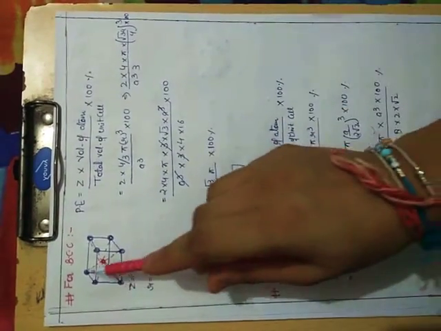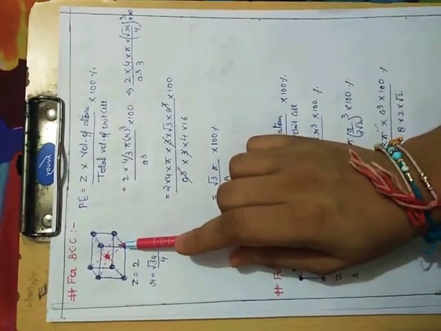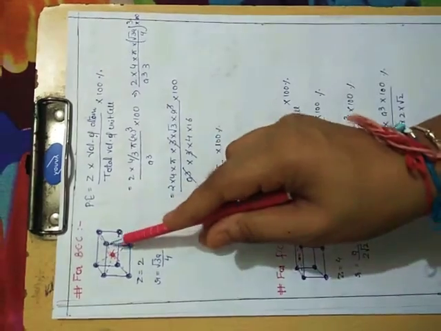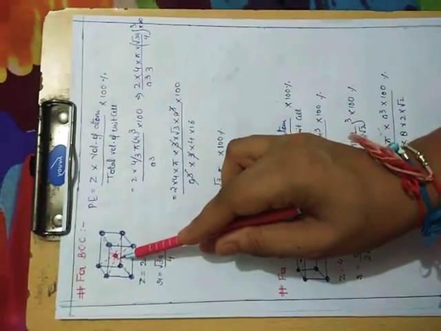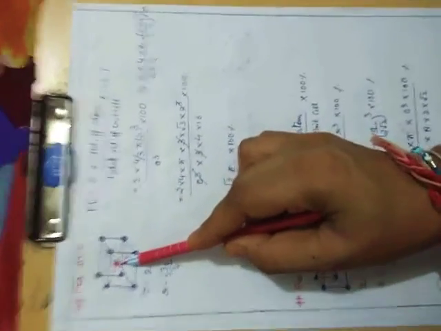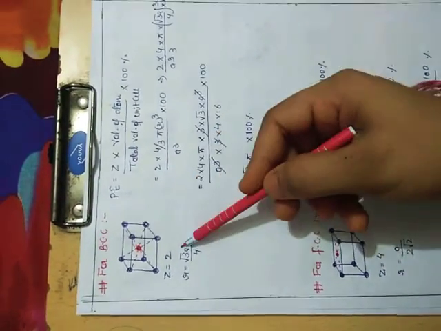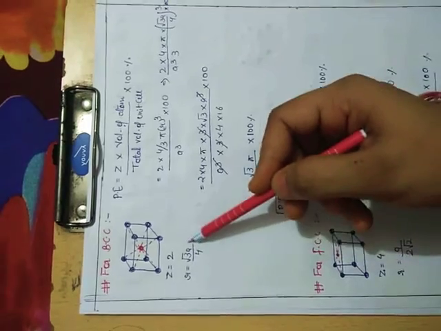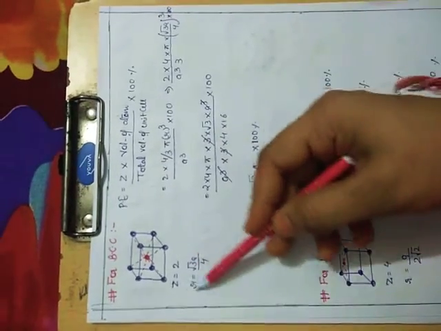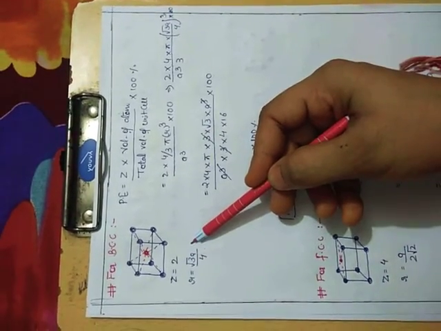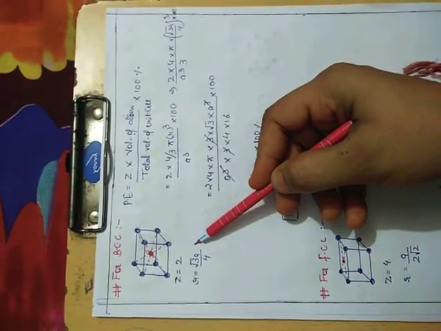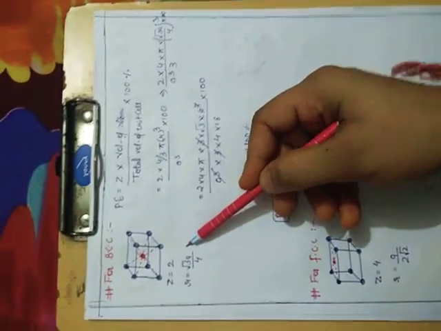Now next we have the BCC arrangement. In BCC arrangement, atoms are present at the corners and one atom is present exactly at the center of the unit cell. We know that Z, the number of atoms for BCC arrangement, is 2 and the radius is √3a by 4. To know how we got this √3a by 4, please watch the previous video on solid state, that is the analysis of atomic radius.